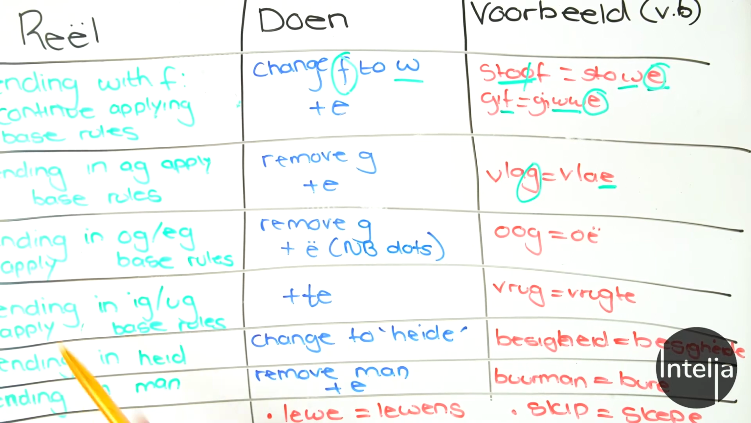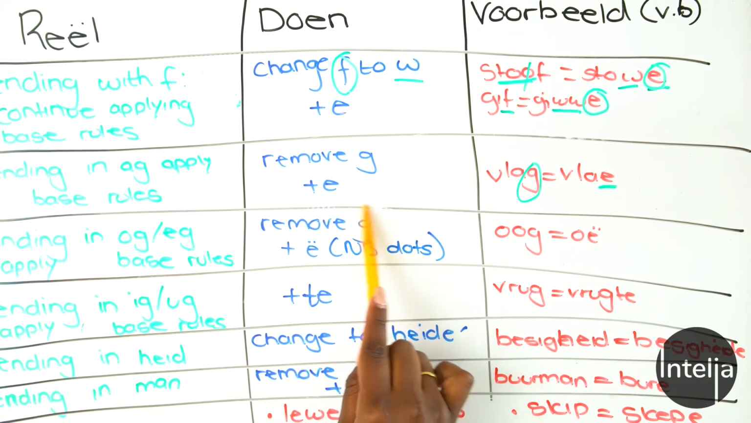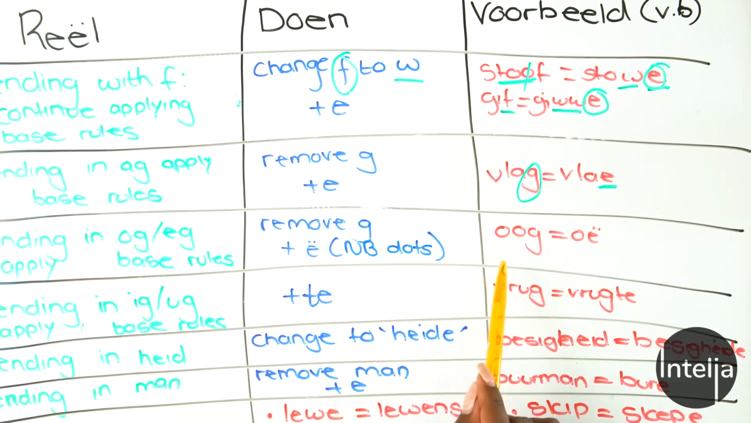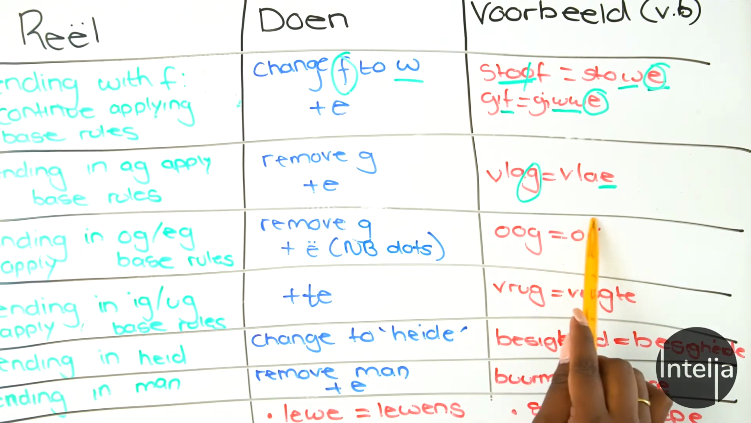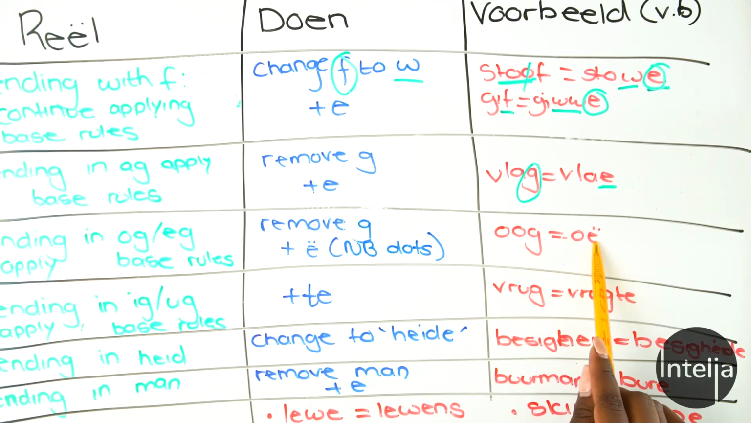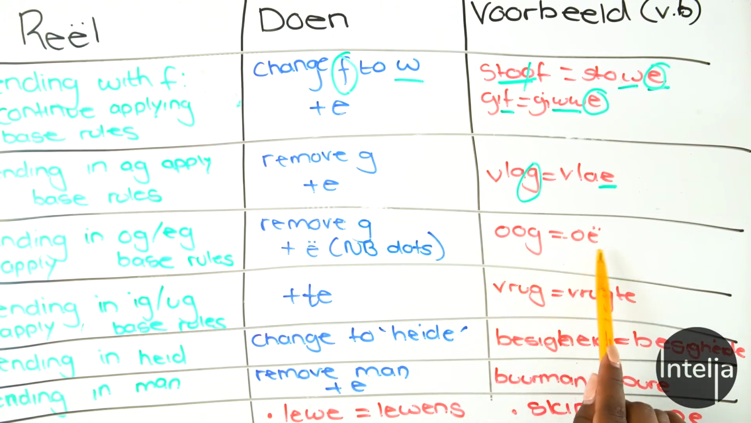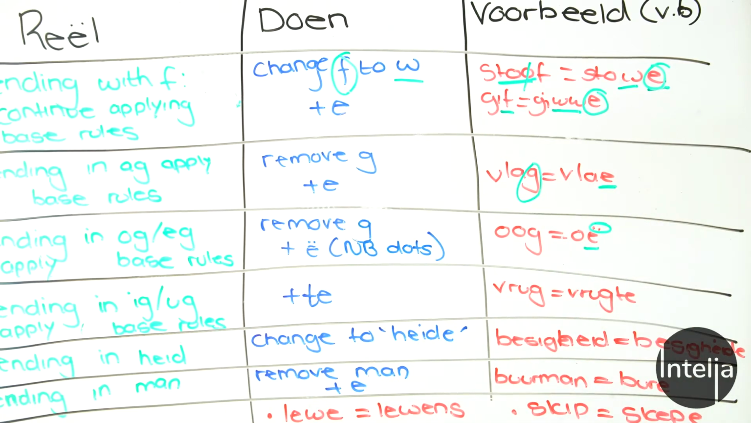Ending in OG or EG, apply base rules. Remove the G plus E with the 2 dots at the top. For example, oog becomes oë. Because it has 2 vowels, we're removing one and adding an E, so we're removing the G. Oog, oë. Eye, eyes. Let's move on. Take note of the 2 dots at the top.